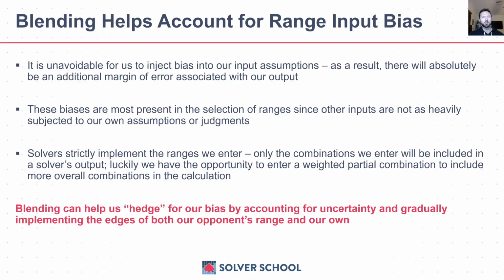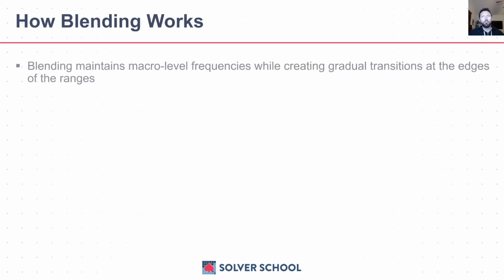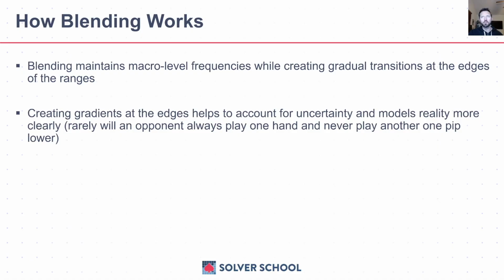Blending helps us hedge for our bias by accounting for that uncertainty and gradually implementing the edges of both our range and our opponent's range into our input process. So let me just walk through how blending works. When we blend, we want to start with a set of macro level frequencies, a set of frequencies that we want to keep at a high level and not change from. We maintain those in blending, but create some gradual transitions at the edges of those ranges.